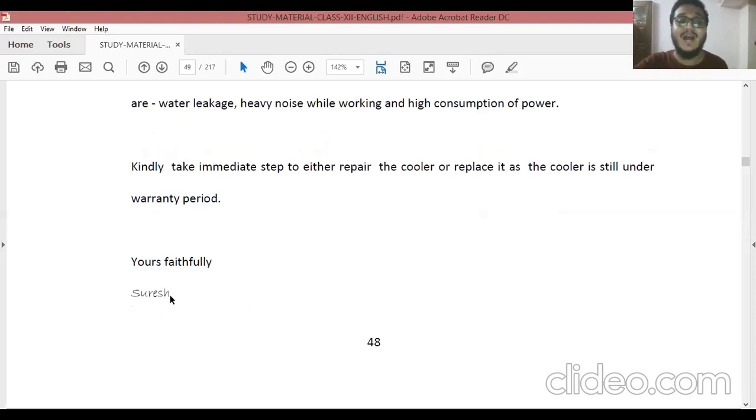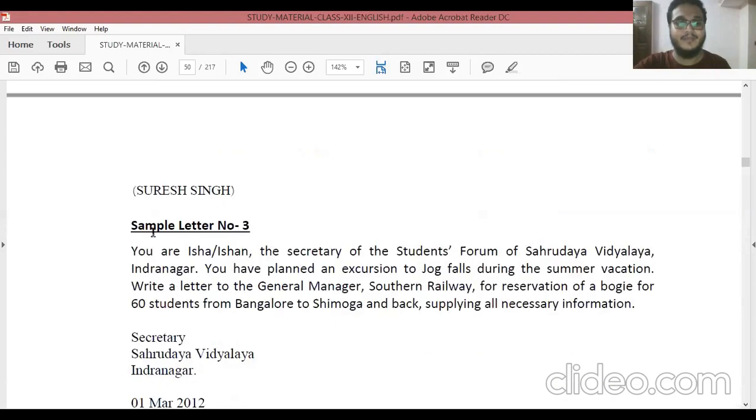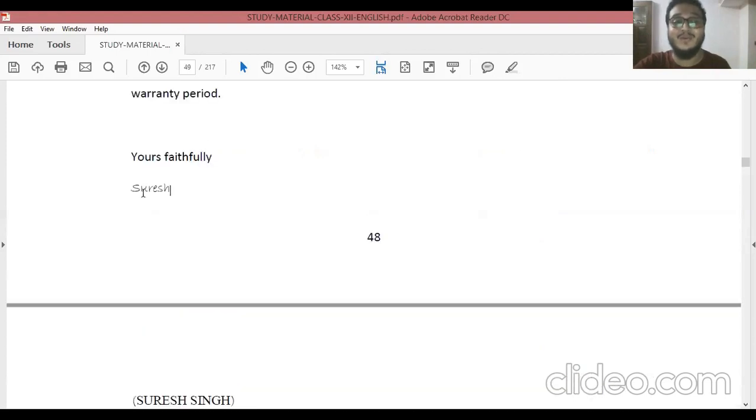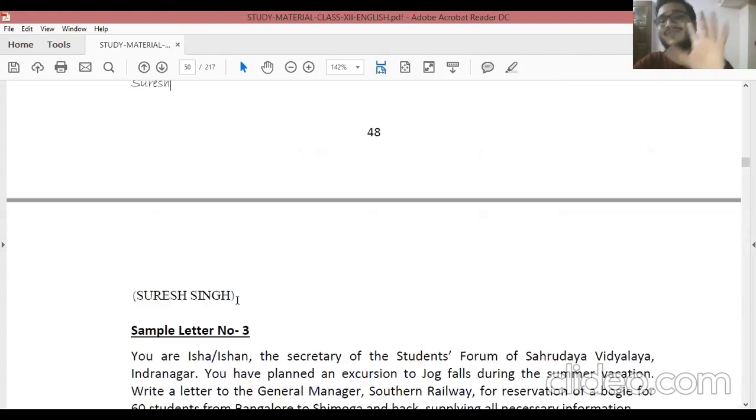Here, see again, half name. I have not given the full name. What about the title? Only Suresh is acceptable, but it is better to write the title. Got it clear? One example: Suresh Singh. See, the signature has been done only as Suresh, and under it the full name, Suresh Singh.